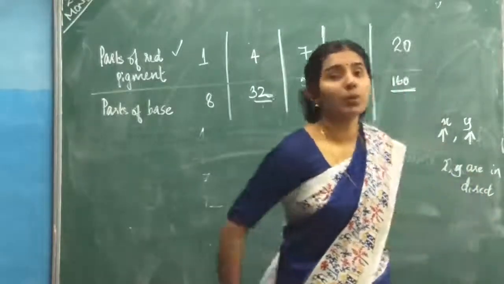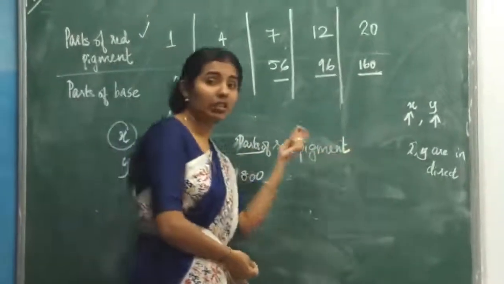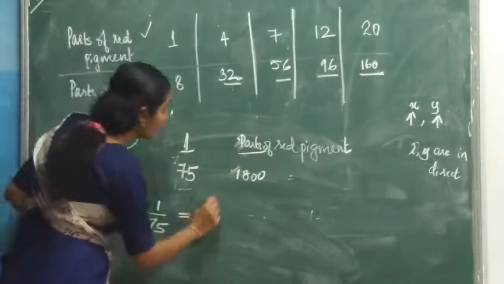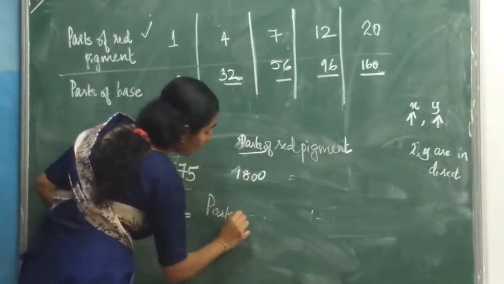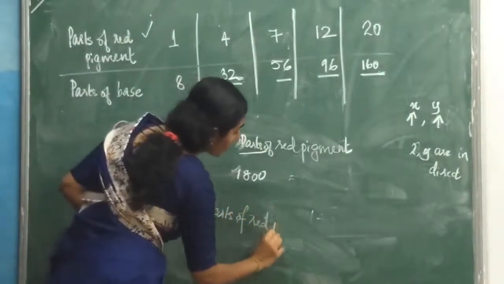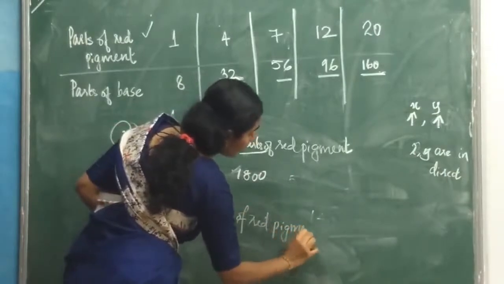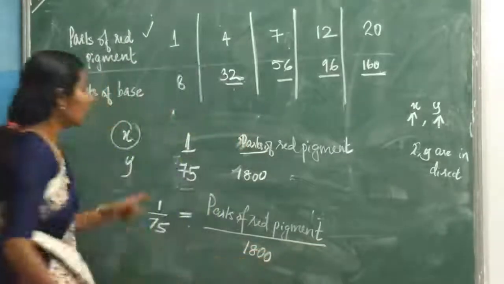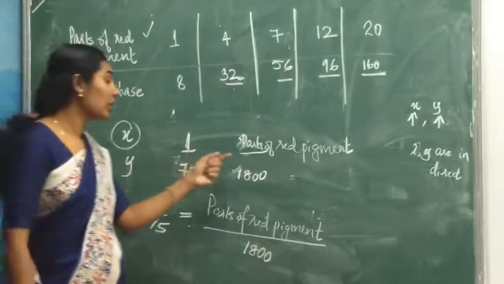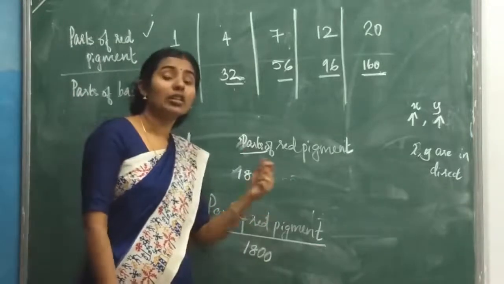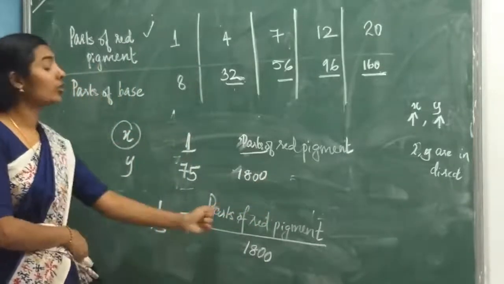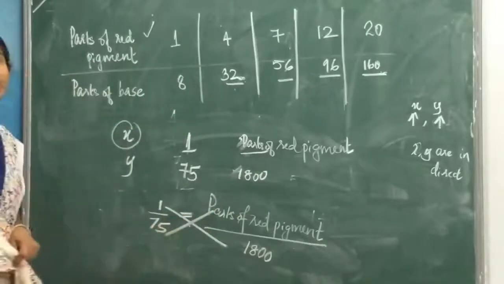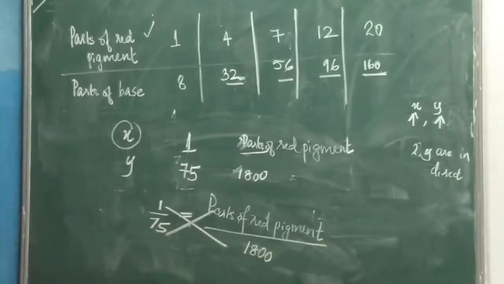If it is direct proportion, we see this one they didn't give. So you know the two ratios are the same, so you can write 1 by 75 equal to parts of red pigment divided by 1800. The first ratio is 1 by 75. Second ratio is red pigment divided by 1800. Now we are getting the two ratios the same. Now what should you do? Cross multiply the numbers. When I cross multiply the numbers, what will you get?